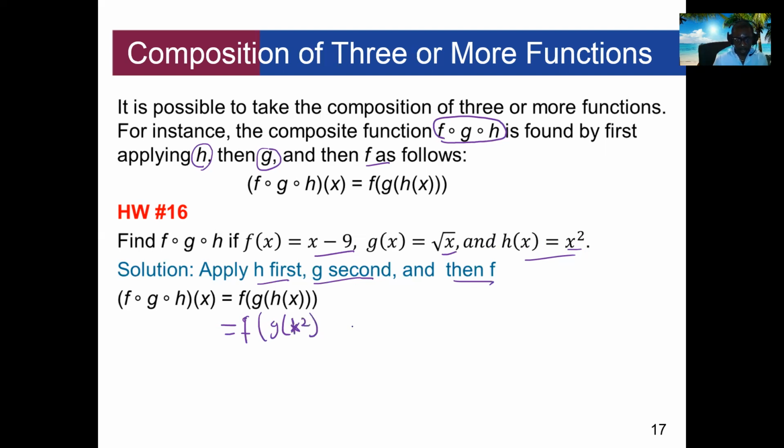So that gives us f of g. Wherever we see g, we're going to plug in x squared. So that's the square root of x squared. And that gives us f of x. Now, wherever we see x, we plug in the square root of x squared, which is the same as x minus 9. And that'll be your answer. So this is similar to homework number 16.